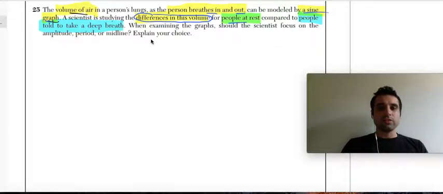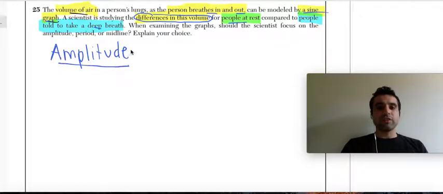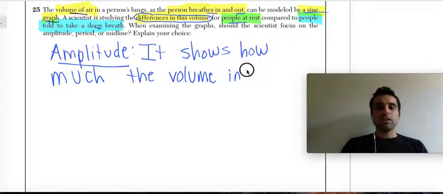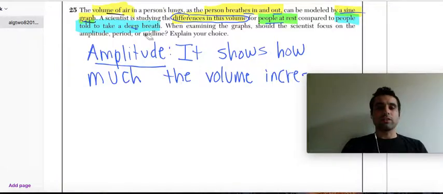So you want to study the difference in volume for people at rest compared to taking a deep breath. When examining the graph, should the scientists focus on the amplitude, period, or midline? Then explain your choice. You should focus on the amplitude. Now we're going to explain our choice. Because it shows how much the volume increases. And we should say volume of air in the lungs.